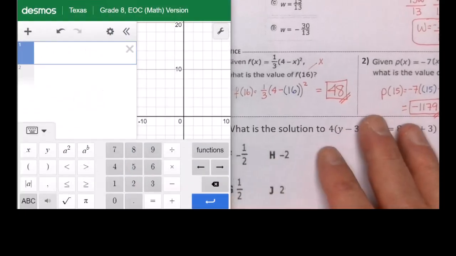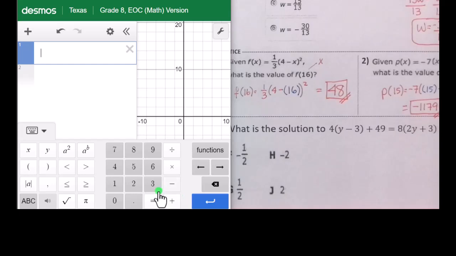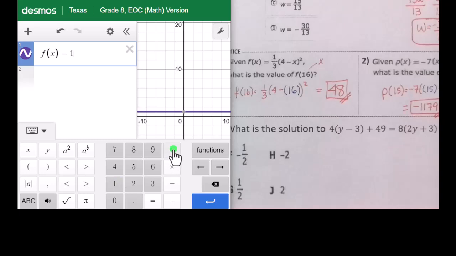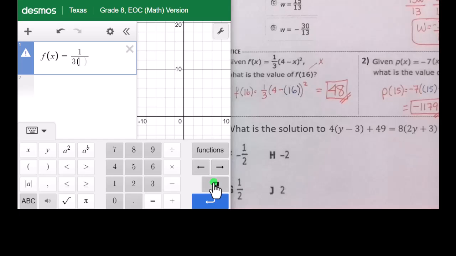And here's the first problem, f of x. So I am going to type f, and then I can open parenthesis x, close parenthesis, equals 1 divided by 3, open parenthesis, whoops, don't forget to move the arrow to the right. Now open parenthesis, 4 minus x, close parenthesis, squared. So basically, I copy the problem on the calculator.